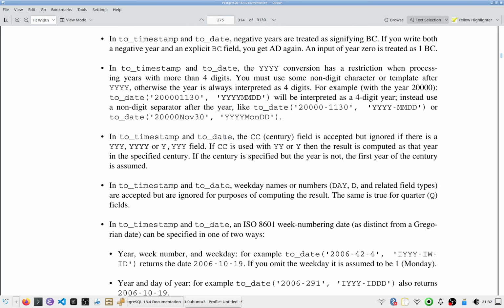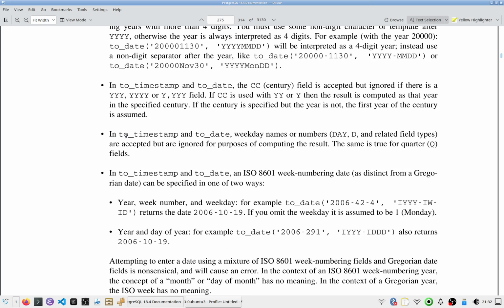In to_timestamp and to_date, the CC century field is accepted but ignored if there is a YYYY or Y,YYY field. If CC is used with YY or Y, then the result is computed as that year in the specified century. If the century is specified but the year is not, the first year of the century is assumed. In to_timestamp and to_date, weekday names or numbers (DAY, D, and related field types) are accepted, but are ignored for purposes of computing the result. The same is true for the quarter field.